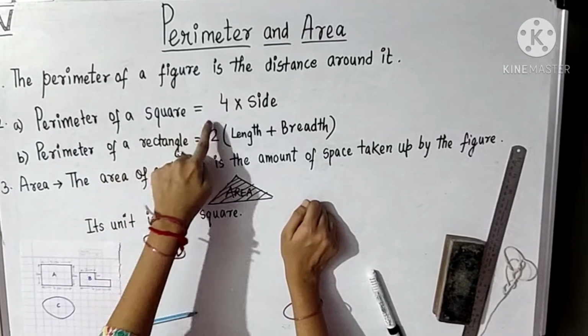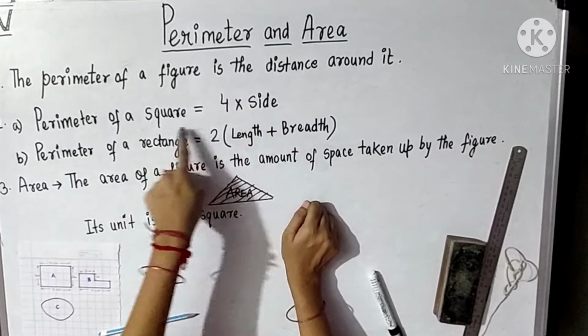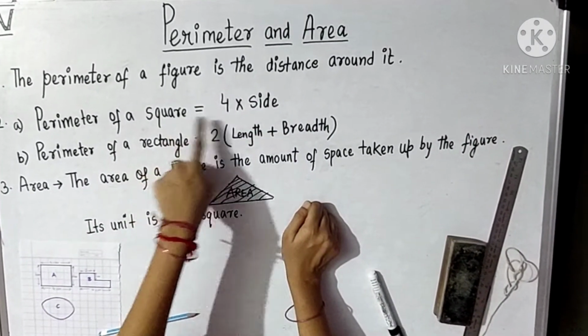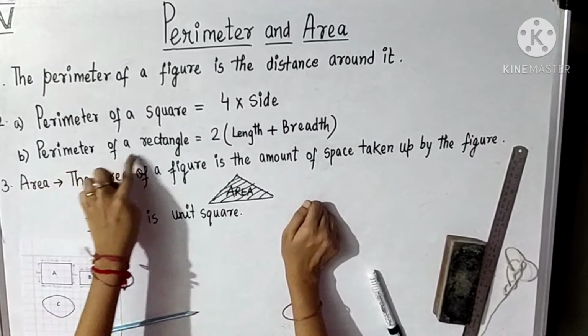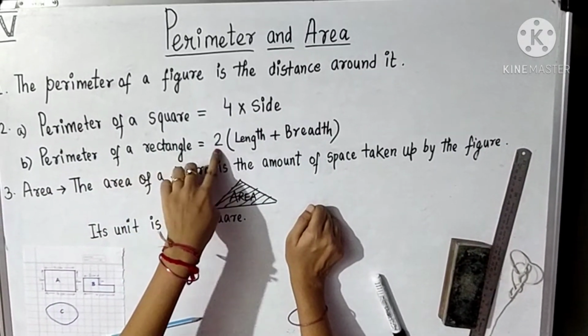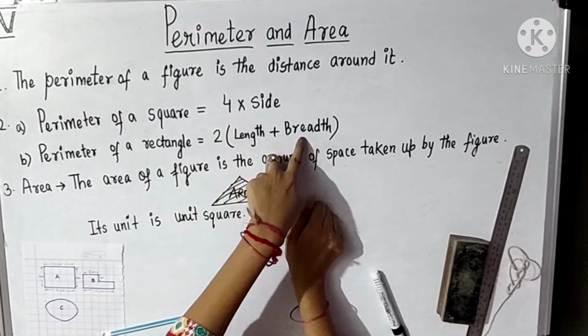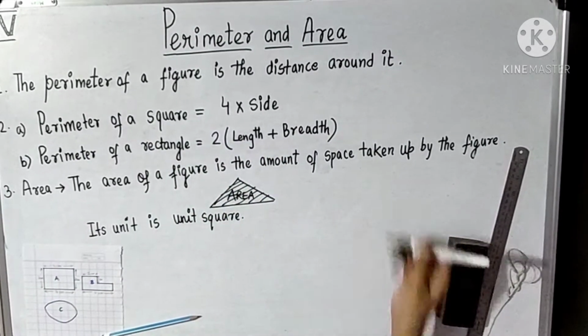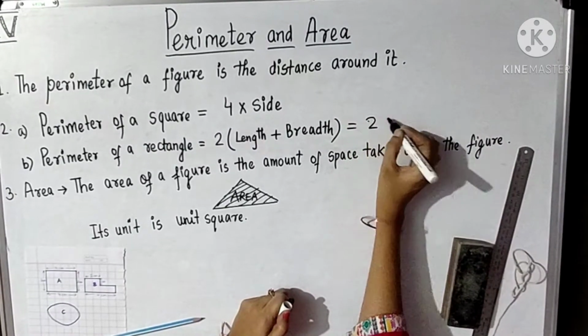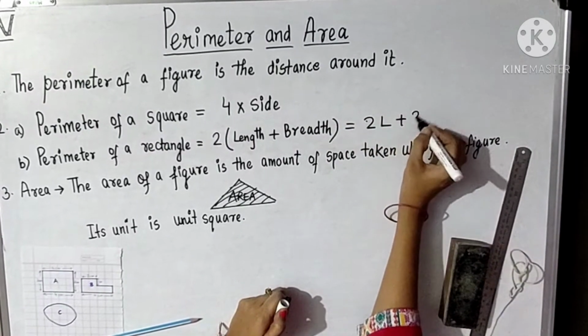Perimeter of a square is equal to 4 into side, as a square has only one side length. So 4 into side. Perimeter of a rectangle is equal to 2 multiplied by length plus breadth. We can also write it as 2 into length plus 2 into breadth.